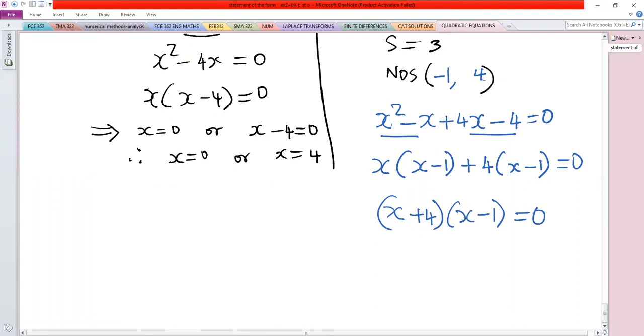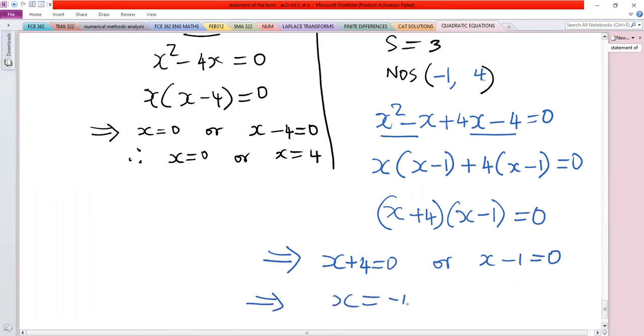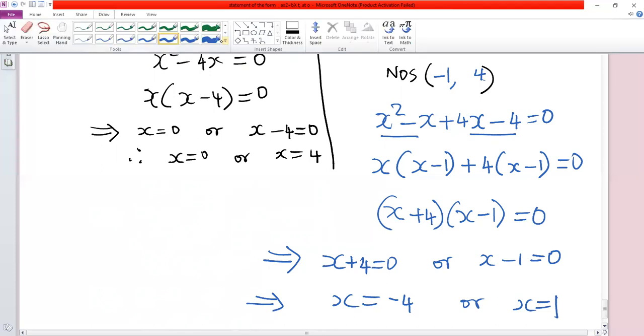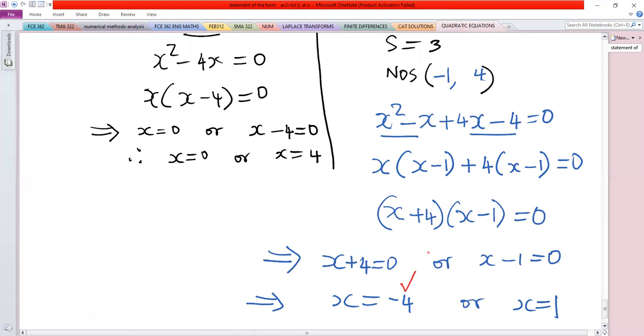Now using the zero product property for real numbers, this implies either x plus 4 is 0, or x minus 1 is 0. So which means x equals to minus 4 or x equals to positive 1 are the solutions for that given quadratic equation. So these are the solutions of this given problem.